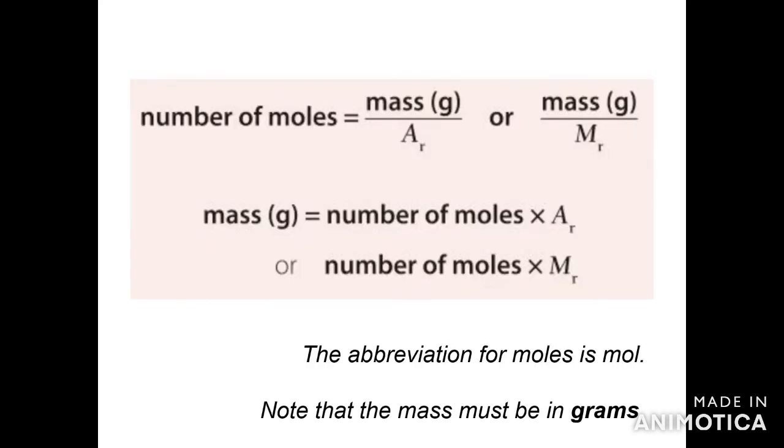Okay, let's summarize. Let's write down an equation. There are 2 forms of this equation. One is for single atoms, like we'd see with perhaps noble gases or metals, or for formulas of compounds. The number of moles is equal to the mass in grams divided by the relative atomic mass for single atoms. Or, if we have compounds, the number of moles is the mass in grams divided by the relative formula mass of that compound.